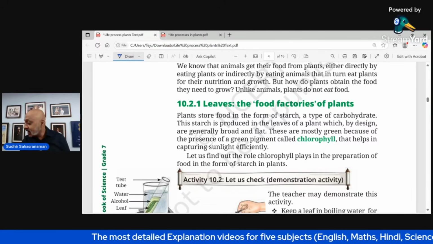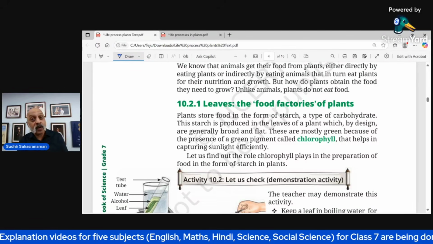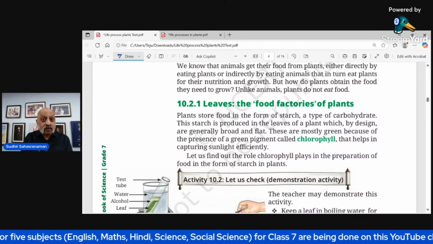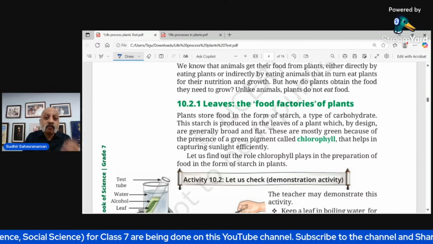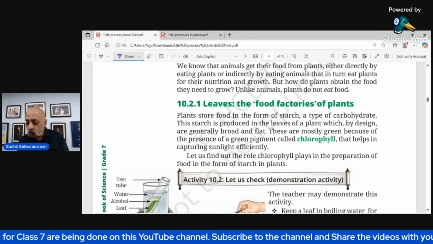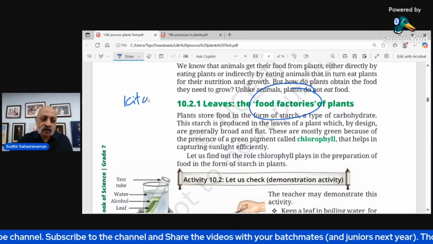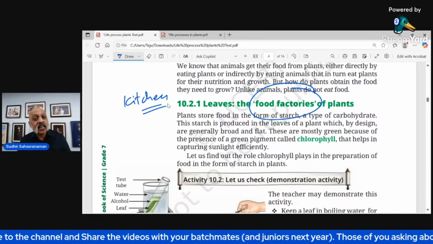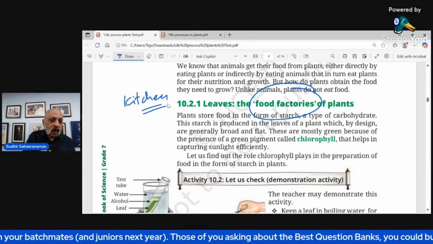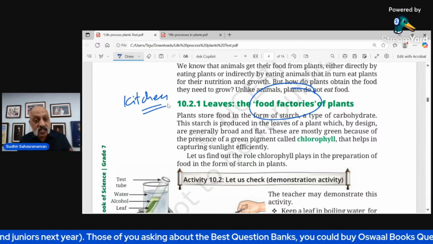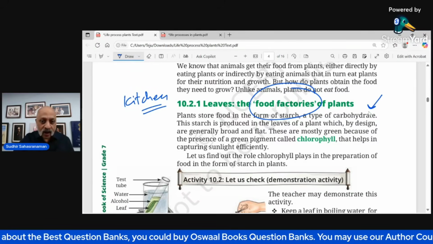That's why it has leaves. The leaves are the food factory of the plant. So the kitchen of the plant is the leaf. That's where the food is prepared. So one word, of course, would be the food factory. You can also call it, to understand it better, the kitchen area of the plant. Now, what happens is that the plants store food in the form of starch, which we have studied before. It is a form of carbohydrate.